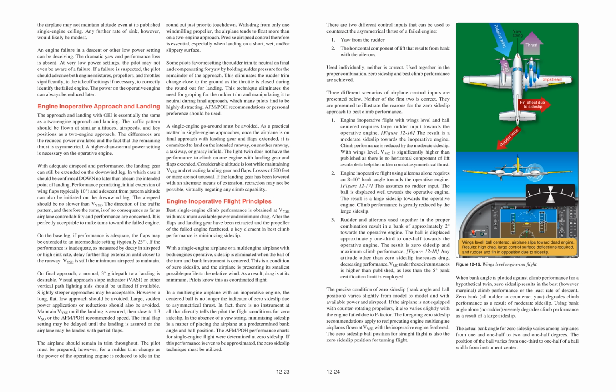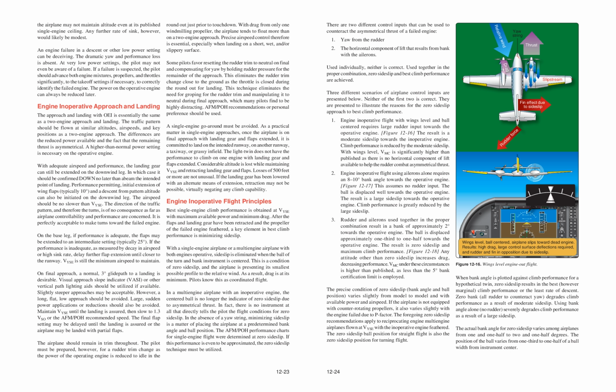1. Engine inoperative flight with wings level and ball centered requires large rudder input towards the operative engine. Figure 12-16, the result is a moderate side slip towards the inoperative engine. Climb performance is reduced by the moderate side slip. With wings level, VMC is significantly higher than published, as there is no horizontal component of lift available to help the rudder combat asymmetrical thrust.